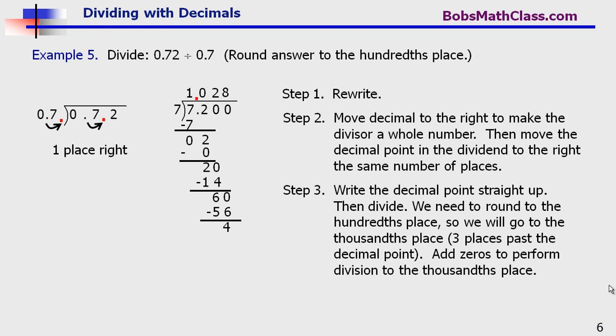Now, that 8, is it 5 or more or 4 or less? It's 5 or more, so we're going to round up. That means add 1 to the specified place value. The specified place value is the hundredths. So we're going to add 1 to the hundredths place. So that 2 becomes a 3. And that's the last number to write. Remember, the last number to write is whatever the specified place value is, which in this case is the hundredths place.